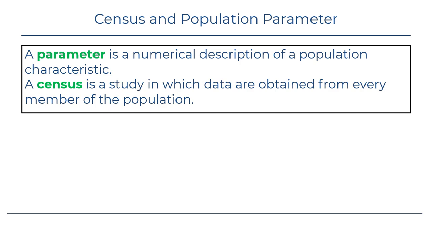A parameter is a numerical description of a population characteristic. So it's very important to understand that parameter goes with population. I also have census on this slide because a census is a study in which data are obtained from every member of the population. So if you're collecting data from every member of the population, that is census data, the result would be a parameter, which is a numerical description about that population.